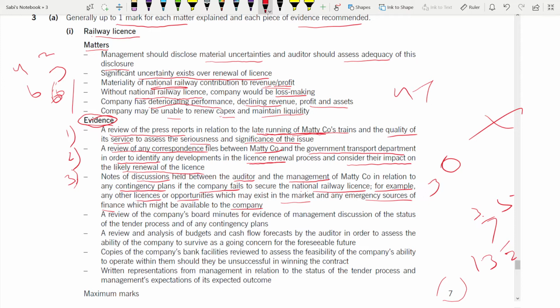Number four, a review of the company's board meetings for evidence of management discussion.